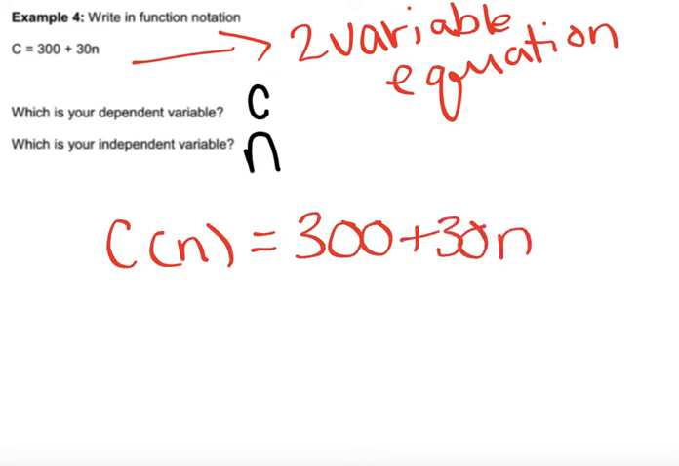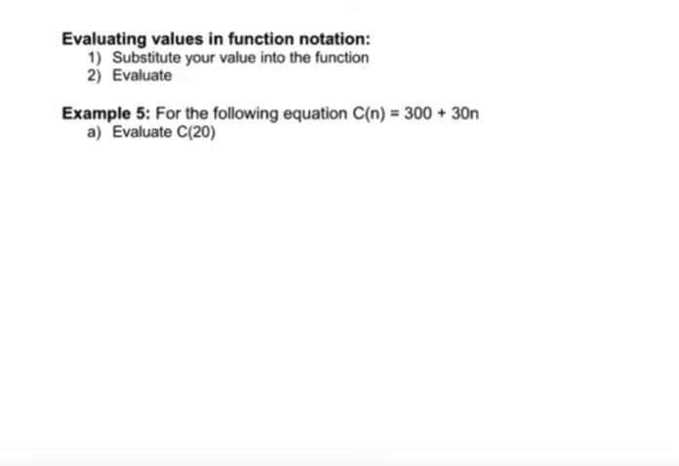When we write something in function notation, it's always your dependent variable in terms of your independent variable. So c in terms of n is equal to 300 plus 30 times n. It just tells you that c depends on whatever your value of n is. So let's take a look, and we're going to work with this a little bit. We're going to evaluate values in function notation by substituting your value into the function and solving for what it is you don't know.